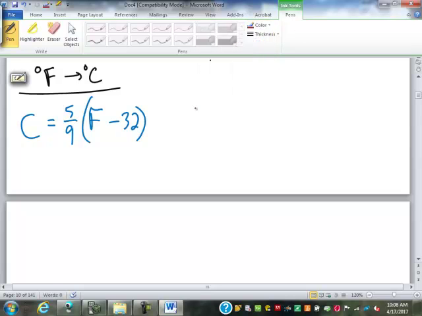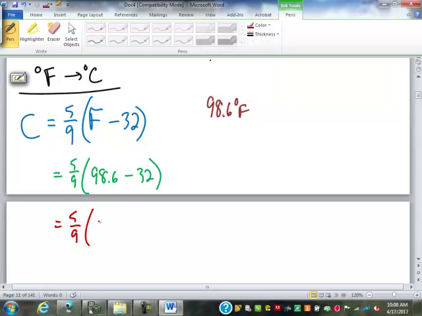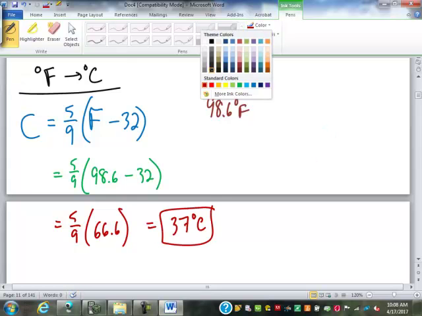So let's look at human body temperature, 98.6 degrees Fahrenheit. Let's convert that to degrees Celsius. So it's 98.6 minus 32. 98.6 minus 32 is 66.6. 5/9 times 66.6 is 37 degrees. So it's 37 degrees Celsius.